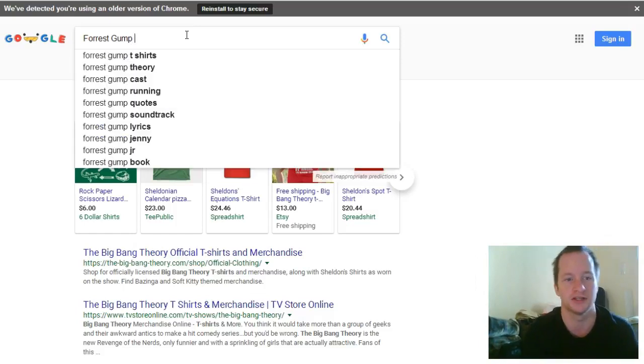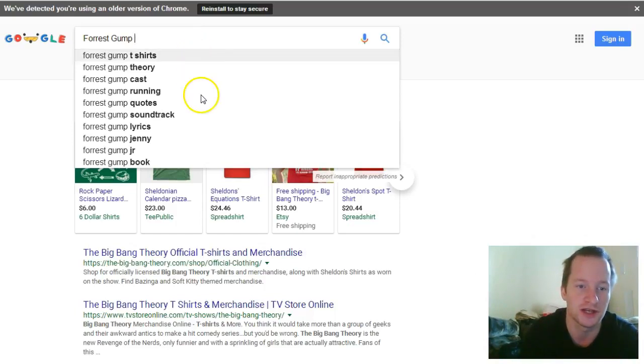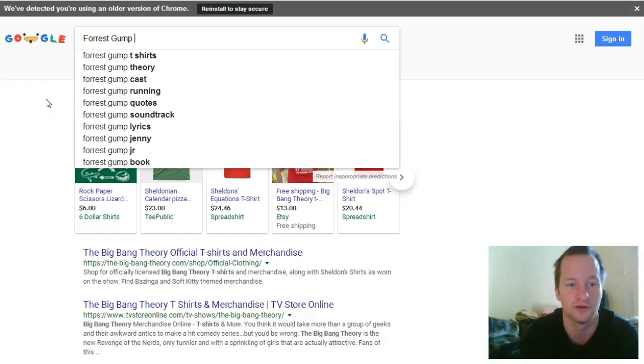And like here, you can see the top term for Forrest Gump is Forrest Gump T-shirt. So that could be a good sign right there. And you can also see everything else that everybody's looking for. You got the Forrest Gump Theory, Forrest Gump Cast, Forrest Gump Running, Forrest Gump Quote, which would be a lot of good topics for the T-shirt. Forrest Gump Soundtrack, which did have a good soundtrack, and Forrest Gump Jr., Forrest Gump Book.